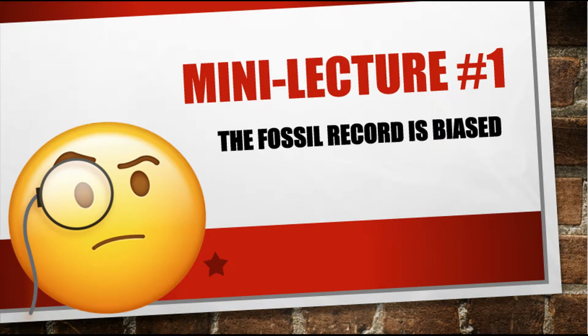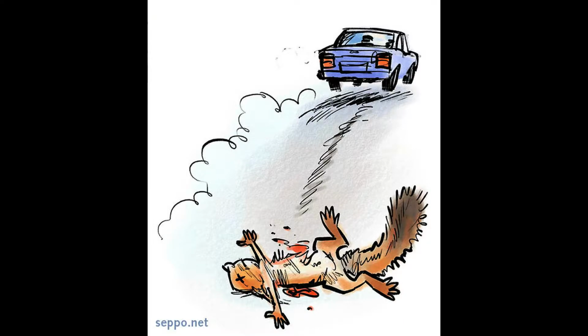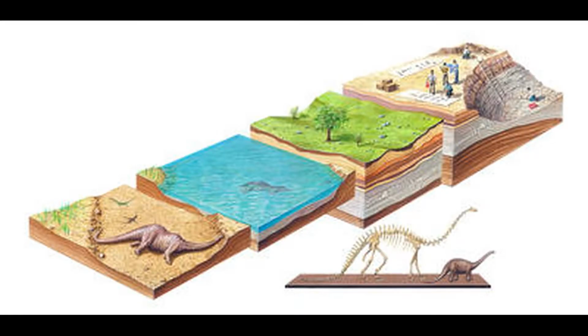Today we're going to be learning about why the fossil record is biased. Have you ever seen a dead animal along the roadside? Usually it is eaten by other animals or decomposed. Rarely do these animals become fossils. This is because certain conditions are necessary for fossils to form.